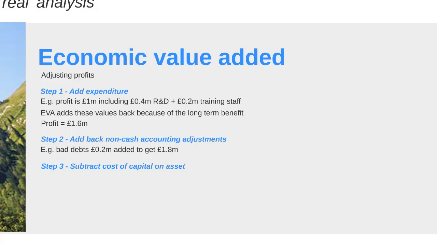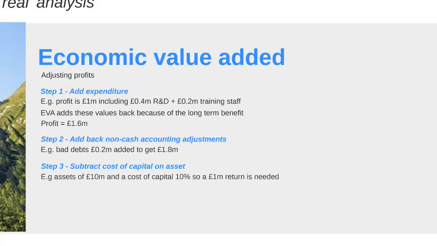And the final step is to subtract the cost of capital on an asset because an organization's profit must cover the cost of capital. If an organization's profits are not covering the cost of capital, then shareholders are not earning a fair return. And if shareholders are not earning a fair return, they may take their investment elsewhere.